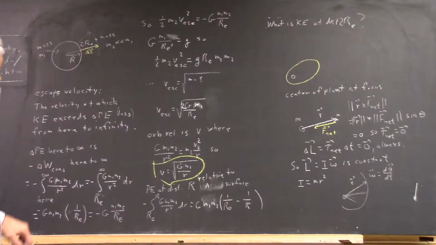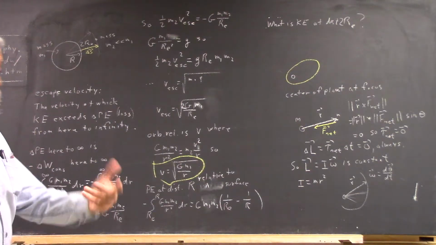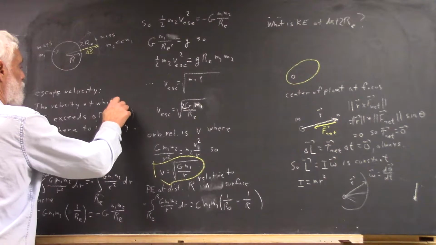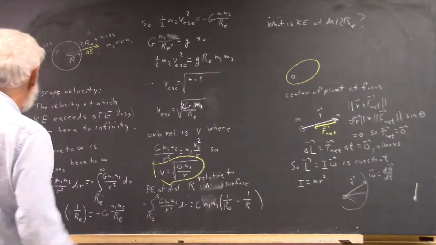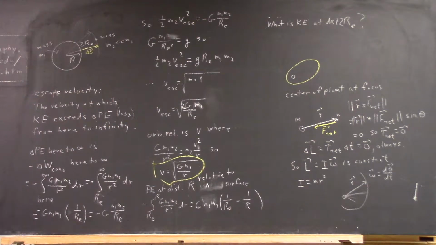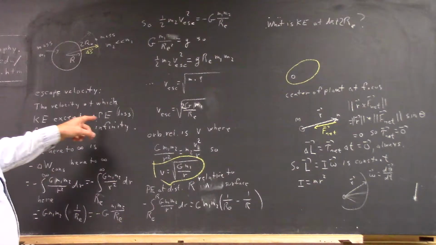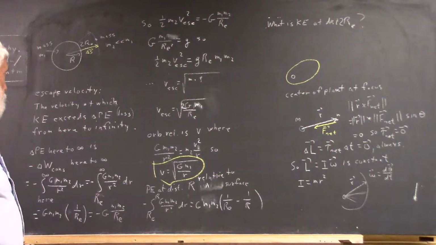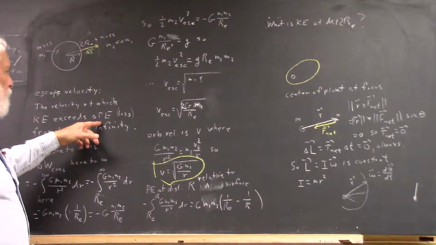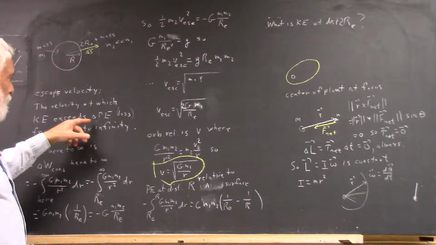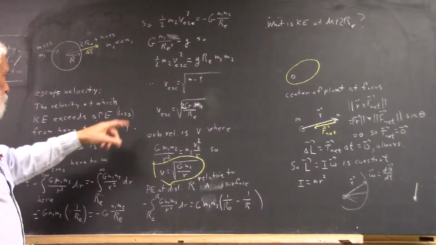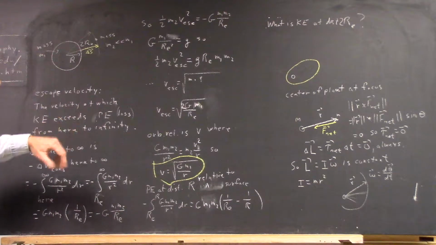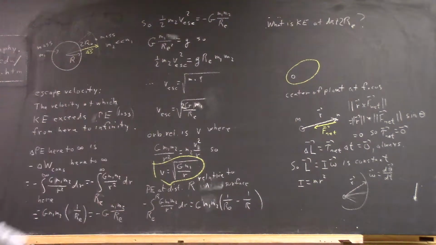Okay, we want to calculate the escape velocity. What's the escape velocity? Well, that's the velocity at which the kinetic energy exceeds the change in potential energy from here to infinity. It exceeds the potential energy loss. When I say the delta PE loss, I really mean the PE loss from here to infinity.